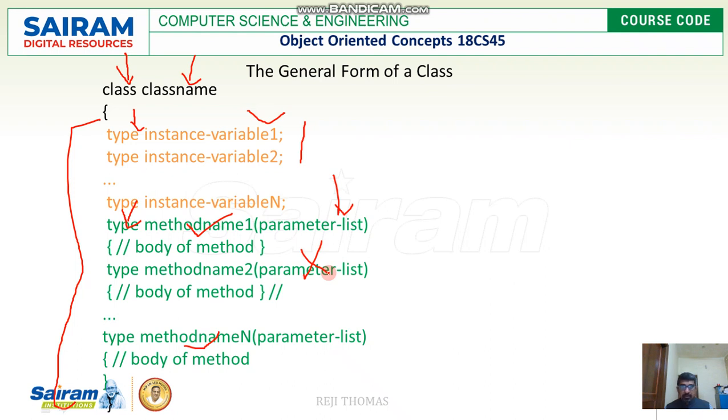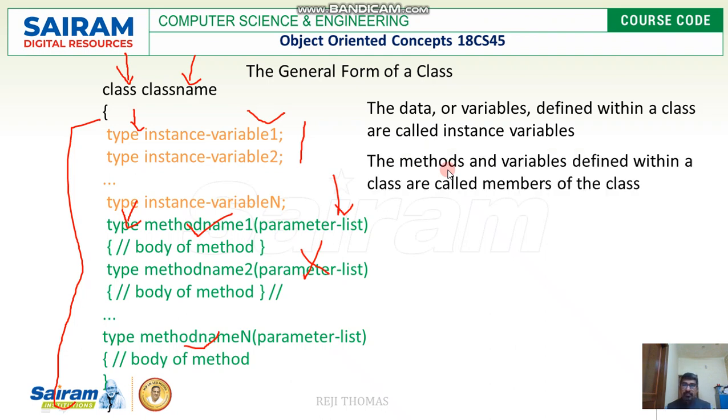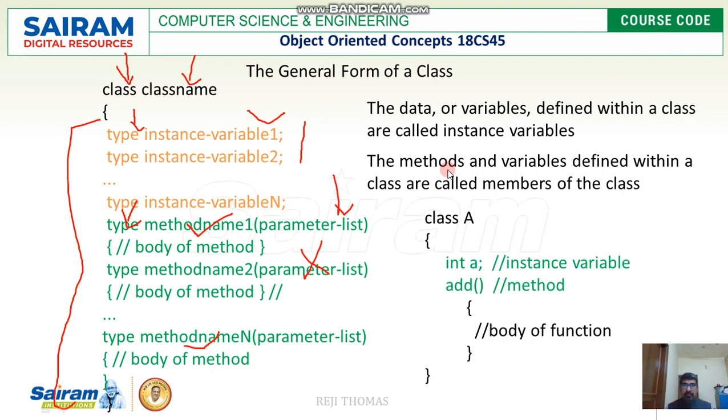Okay, so let me repeat. The class contains two categories of members. One is instance variable, other one is method. Please also remember the data or the variable which is defined inside the class, we call it as instance variable. The methods and variables defined within a class, we call it as members of the class. So these two things you should remember.